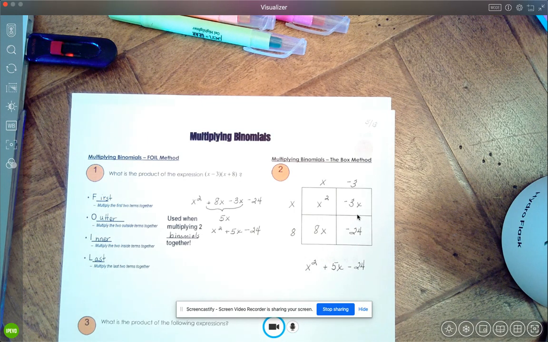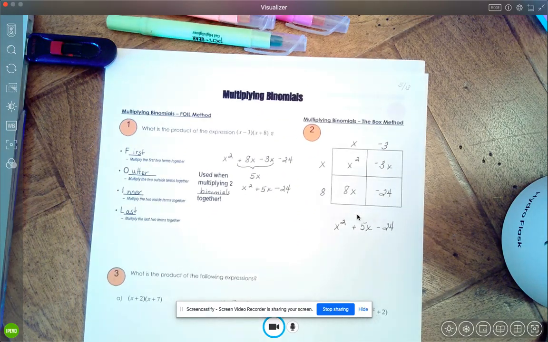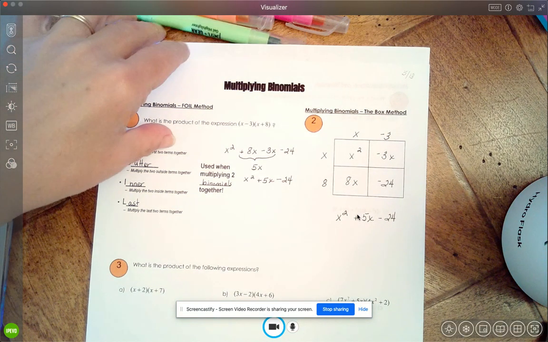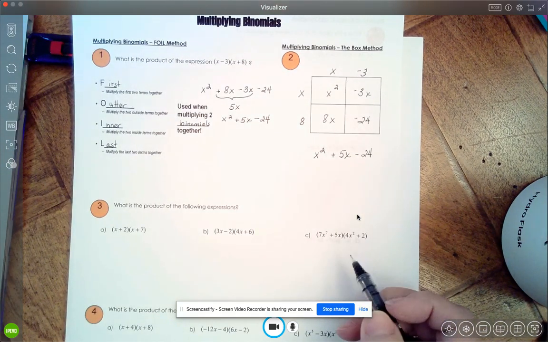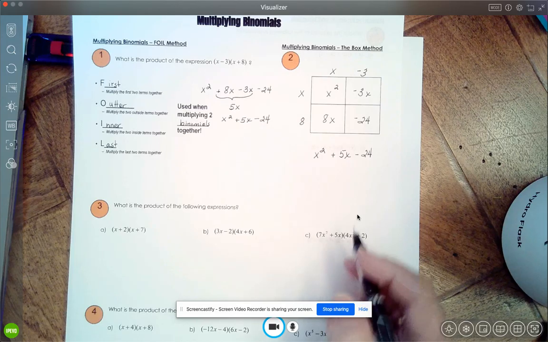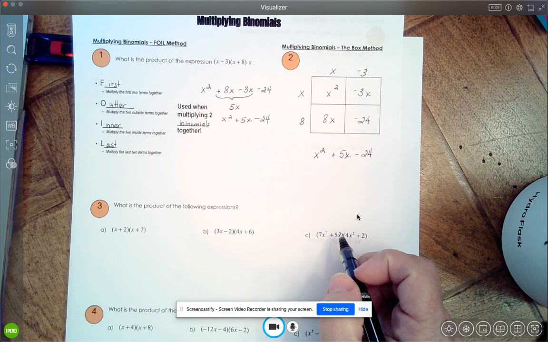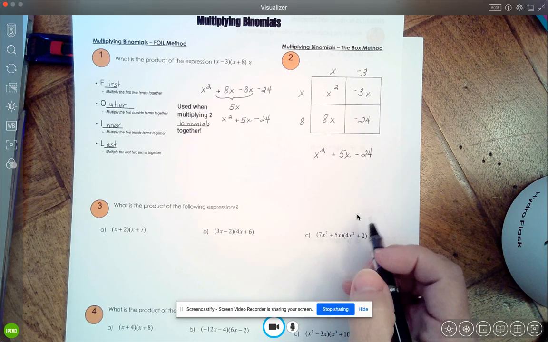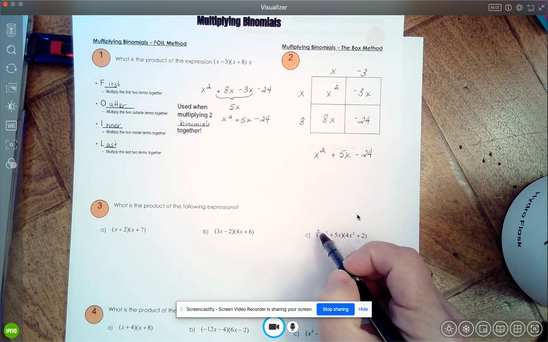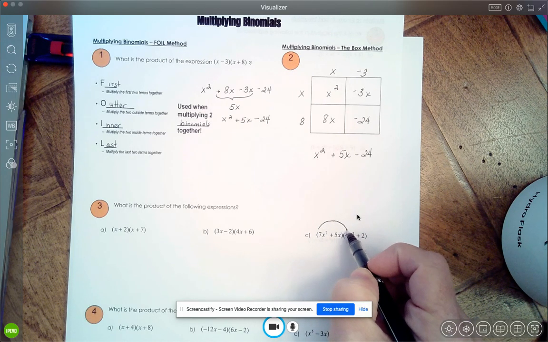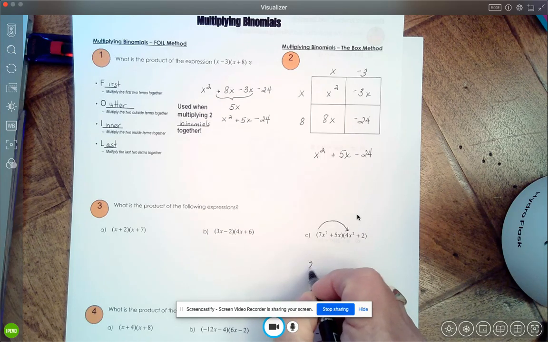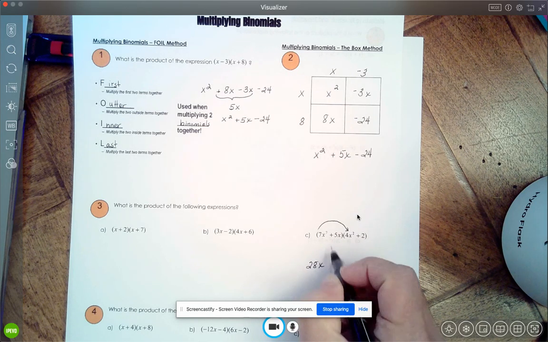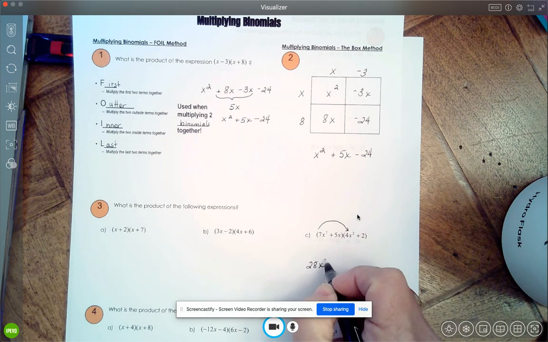Either one of these methods you can use as you're doing these problems down here. I will do C over here because it looks the toughest, but it's really not. You can use either the box method or the FOIL method. If I multiply the first ones together, I have 7x to the 7th times 4x squared. 7 times 4 is 28. X to the 7 plus 2 more is 9.